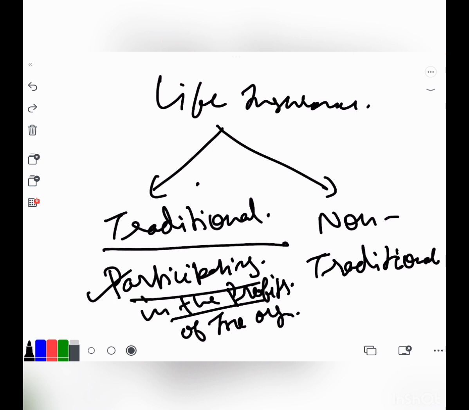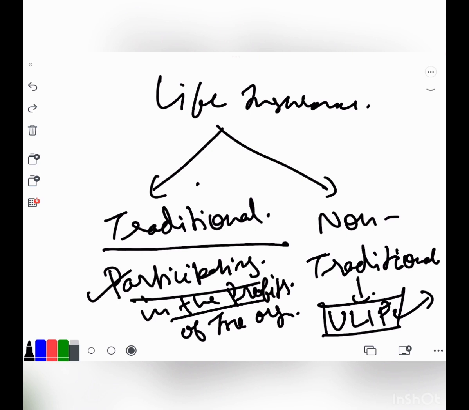The other is non-traditional policies. Non-traditional policies are, for example, unit linked insurance plan, ULIP, which invest your money in the share market, but they do not have any rights or do not participate in the profits generated by the insurance company.